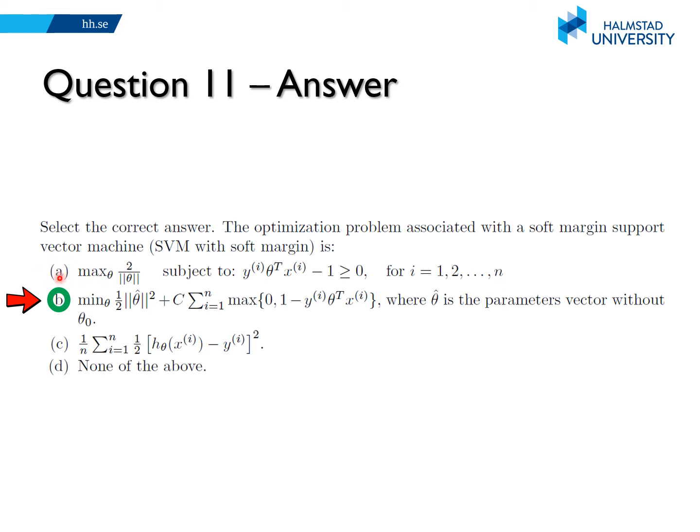If we look at option A, we want to maximize this, and this is the equation of the margin. So we want to maximize the margin subject to classifying correctly all the training examples in our training data set. So this is a hard margin because we have this strong constraint that we want to classify correctly all the training examples. So that's a hard margin. And if we look at option C, this is the mean squared error. So this is not what SVM minimizes. So the correct answer is B.